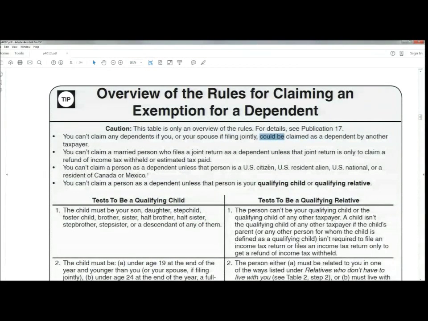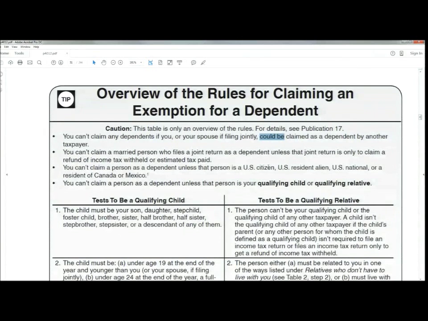Can't claim a dependent unless that person is a U.S. citizen, U.S. resident alien, U.S. national, or resident of Canada or Mexico. We're probably not going to see the national one; that's like Guam, and that gets pretty technical. So let's think of a couple examples. We have a Dutch citizen who is in our country long enough to meet the substantial presence test, and that would make them a resident alien. That would work.